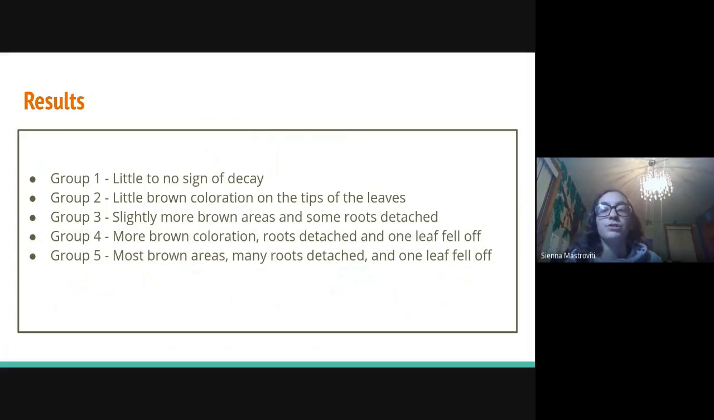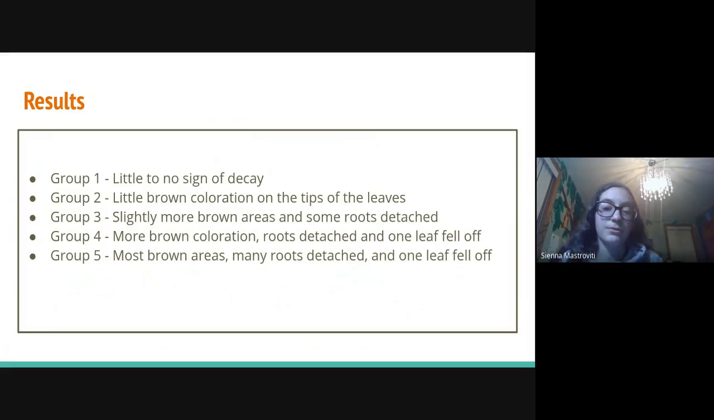As a result, Group 1 showed little to no signs of decay. The plants remained healthy throughout the experiment. The plants in Group 2 had little brown coloration on the tips of the leaves. Overall, the plants still looked healthy. In Group 3, there were slightly more brown spots and some roots were found detached from the rest of the plant. Group 4 showed more signs of decay. There was even more brown coloration on the leaves. Some roots were found detached and one leaf even fell off towards the end of the experiment.